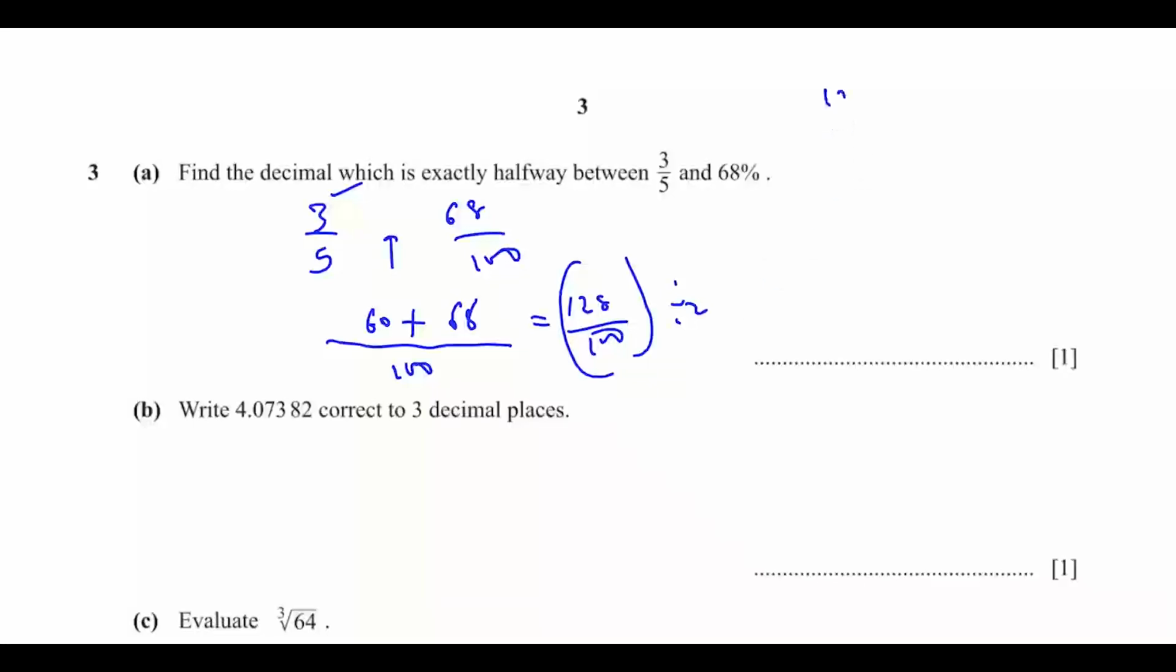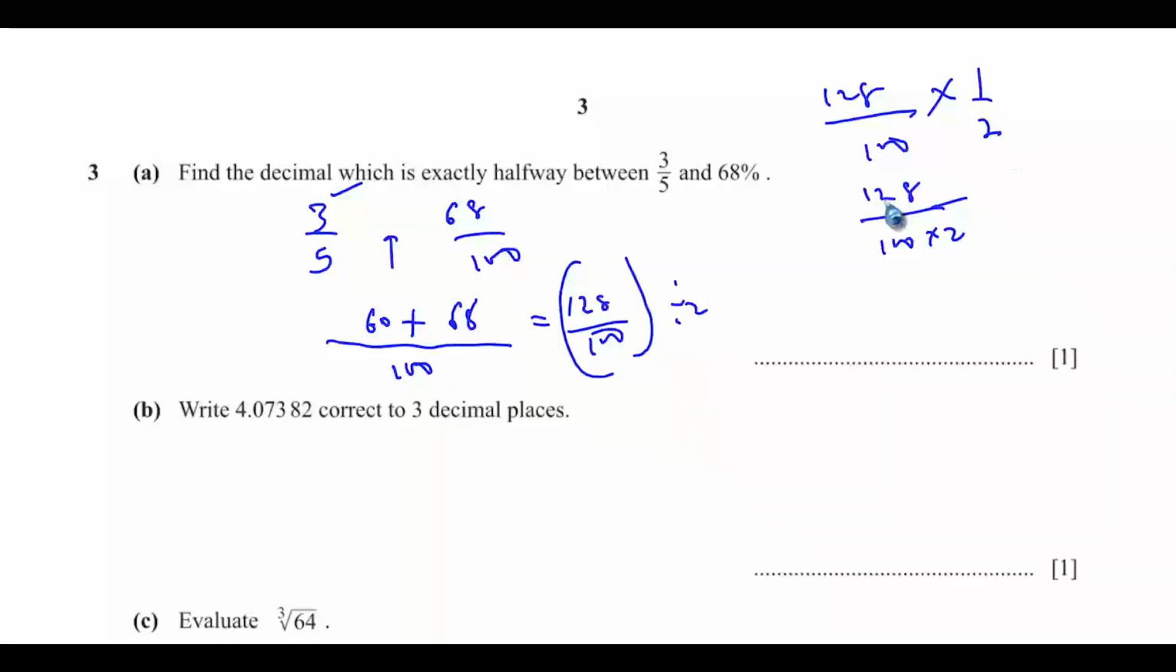So we are going to have 128 over 100. So division will change to multiplication. Then 2 over 1 will turn to 1 over 2. So we have 128 divided by 200, or you may want to say 100 times 2, okay. So I think it's better to do so. Okay, so you have 100 then times 2 because it's easy to divide by 100.